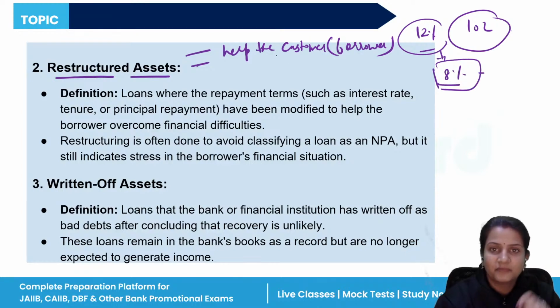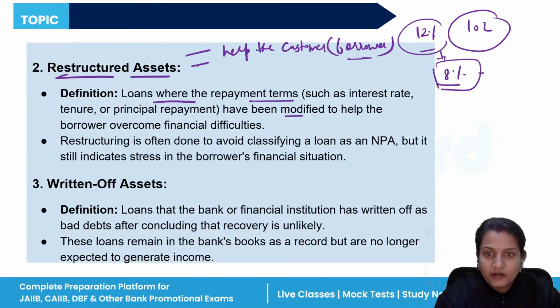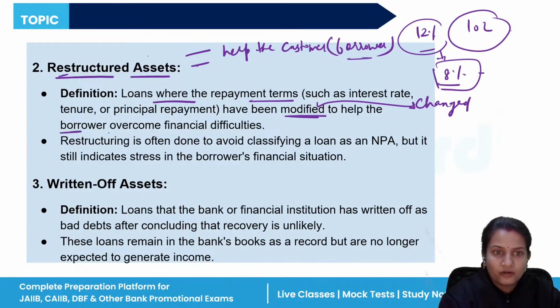In this case, what is happening? The bank is helping the borrower so that they can recover their money. That is restructuring the asset. Loans whose repayment terms have been modified. Modified means they have been changed, for the borrower, to help the borrower overcome financial difficulties.